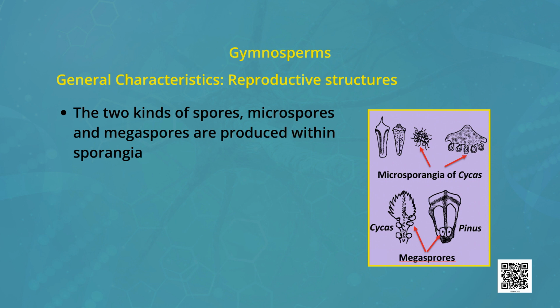Irrespective of whether it is a microspore or megaspore, both types of spores are produced within sporangia and sporangia are borne on sporophylls. In the given picture, the microsporangia of Cycas are shown, which are present in groups called sori. These sori are present on sporophylls. If we look at megaspores, two different types of sporophylls are present. Sporophyll of Cycas bears more than 2 megasporangia and that of Pinus bears 2 megasporangia, which are present on the sporophyll.